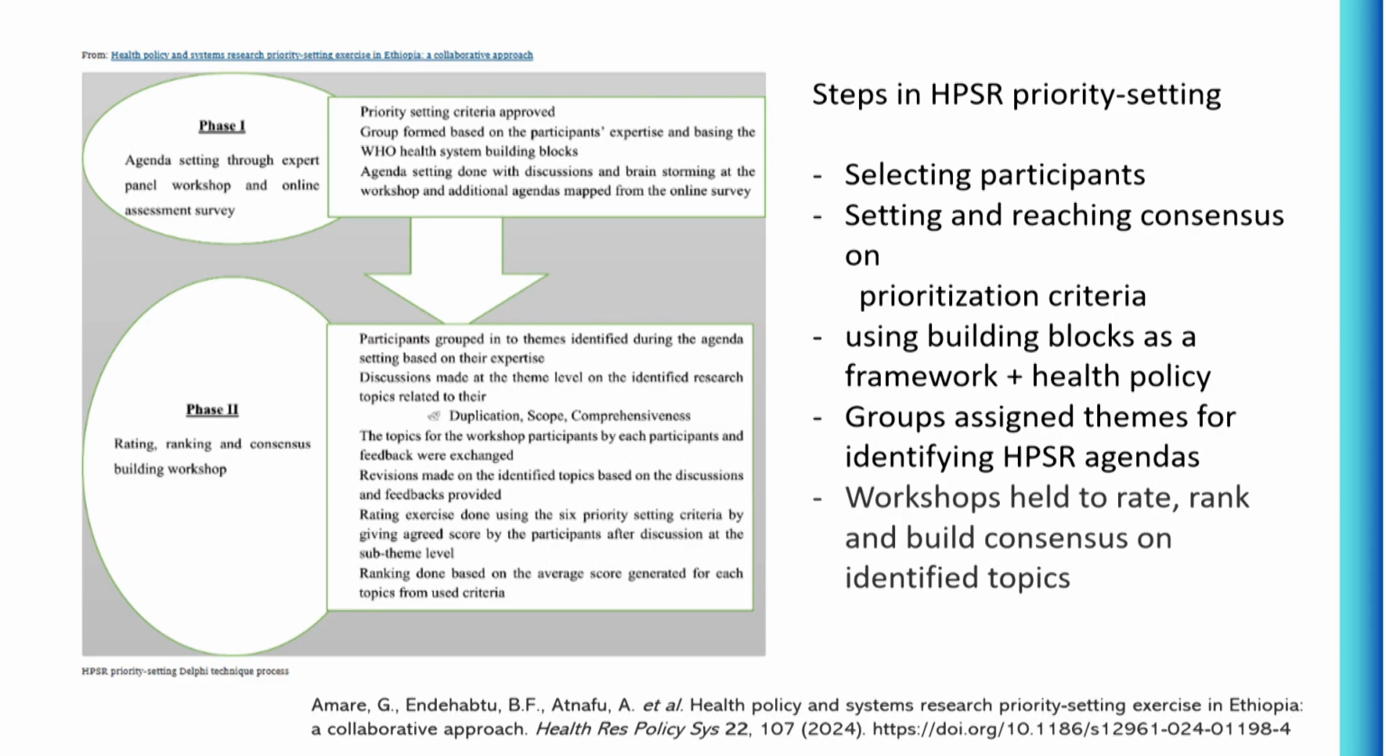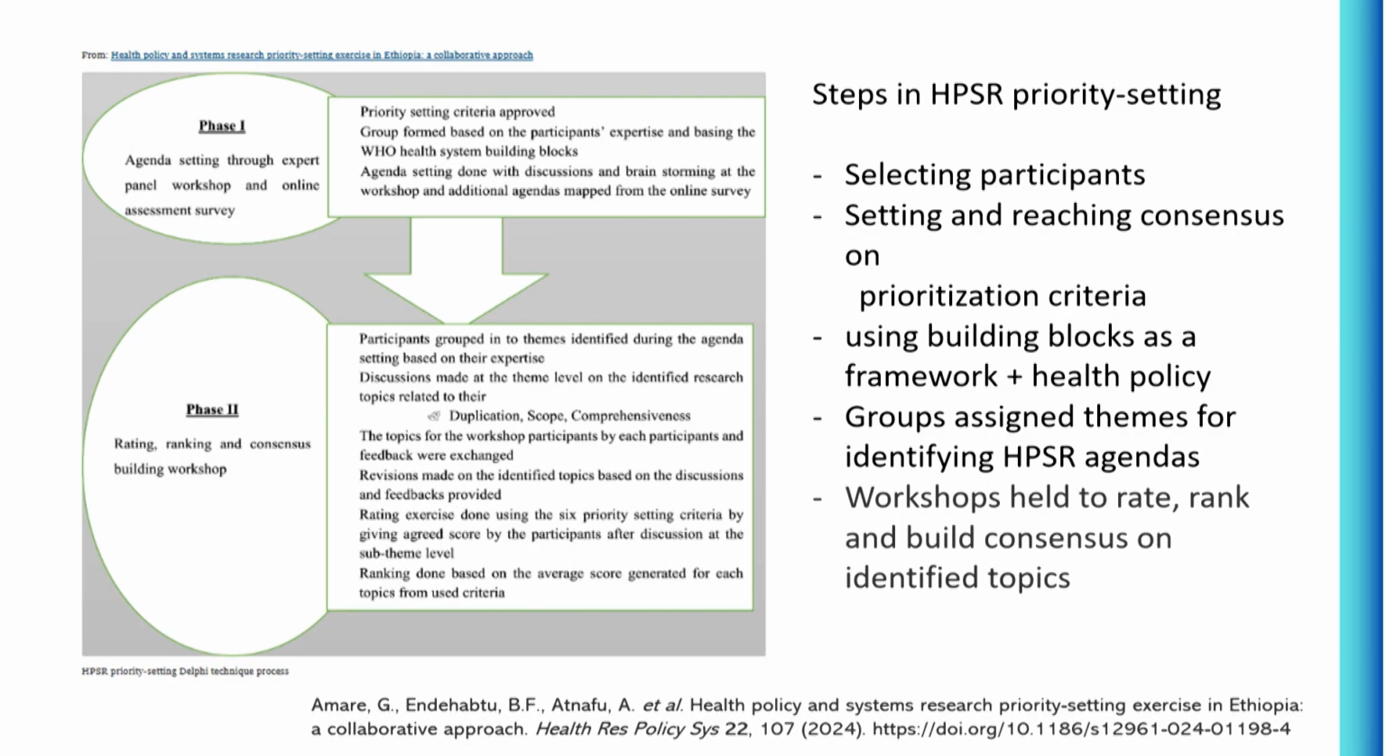So this is just, we can look at the paper later, but this is what they did, just to illustrate the process. And basically, it's a consensus generating exercise. So in phase 1, they selected participants, and I think they had a mix of participants representing health stakeholders, but also community stakeholders, I think a number of intersectoral stakeholders as well. And then they had to set and reach consensus on what were going to be the criteria for prioritizing.